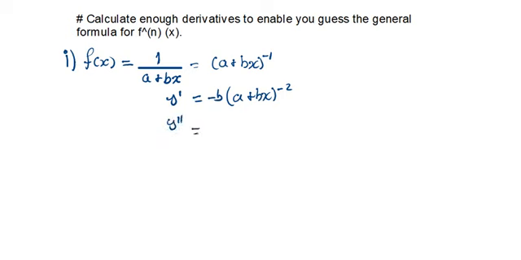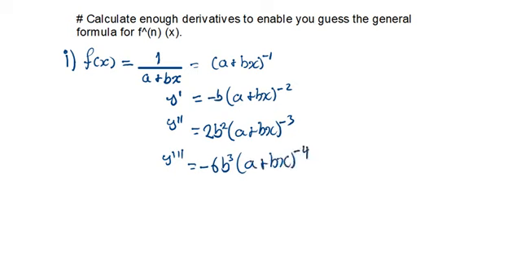So for the second derivative, we do the same. The negative 2 is going to multiply the constant there, which is our negative b. That is going to be positive 2b. Then again, we multiply by the derivative of what we have inside, which is b, meaning we have 2b squared, and (a + bx) to the power negative 3. The third derivative is going to be the negative 3 multiplied by what we have there, that would be minus 6b, then the b squared multiplied by the derivative of what we have inside, giving b to the power 3, (a + bx) to the power negative 4.